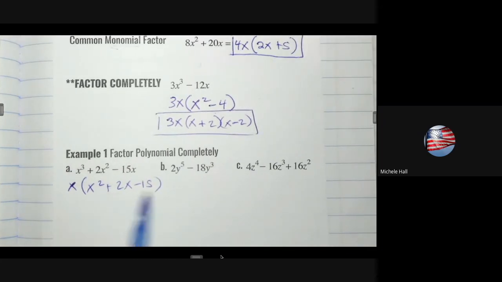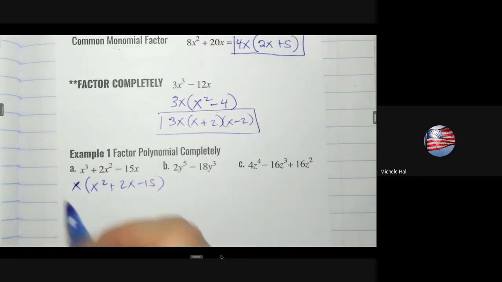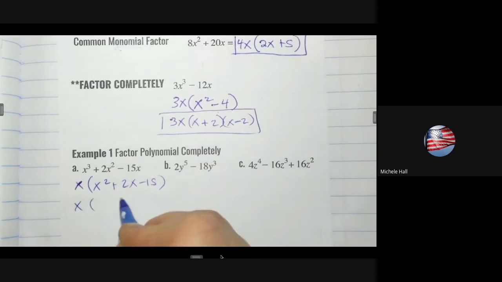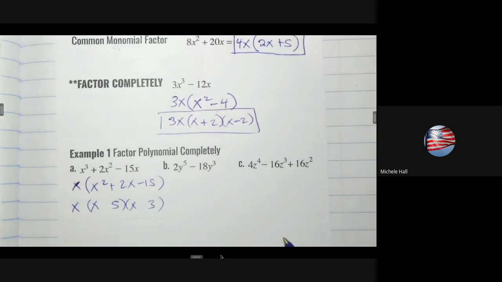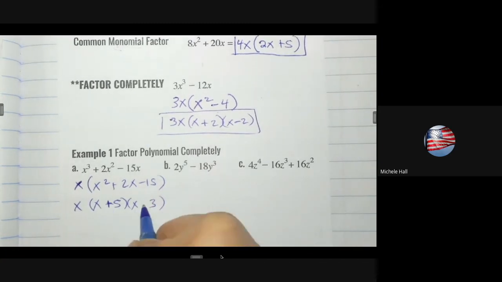Now I need to try factoring the quadratic that's here. X times x is x squared, and we have 5 and 3. That multiply to 15, and I need a positive 2, so it would be positive 5 and negative 3.